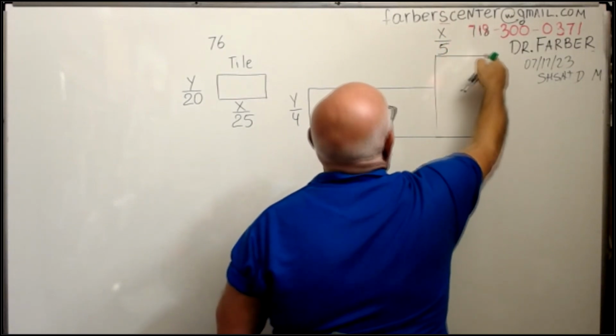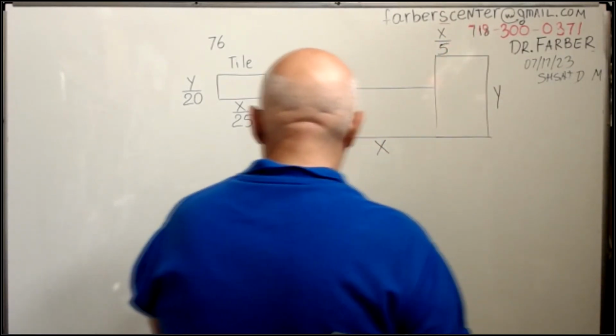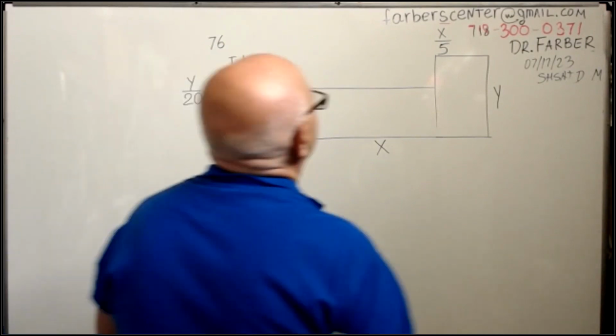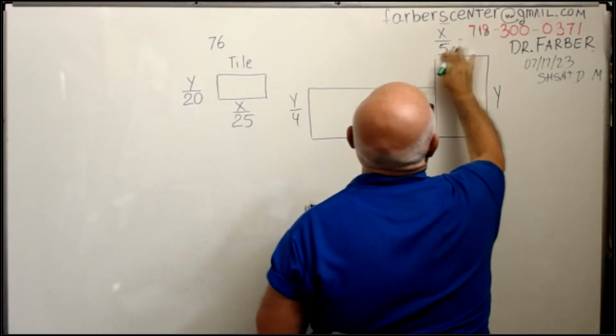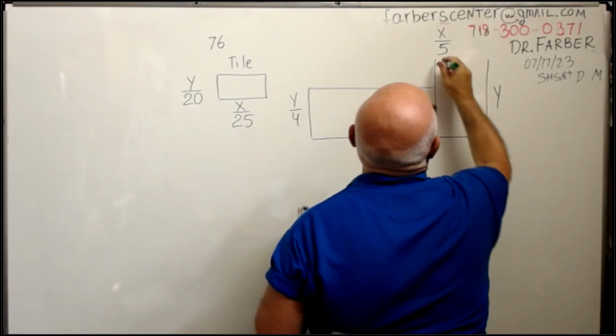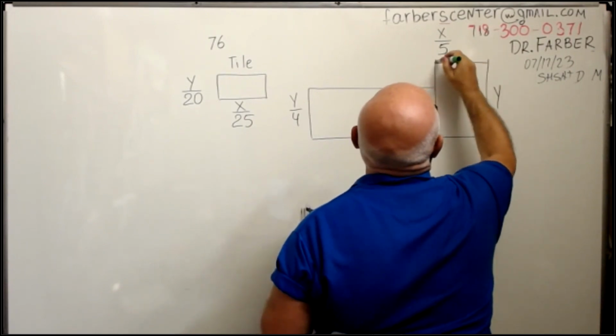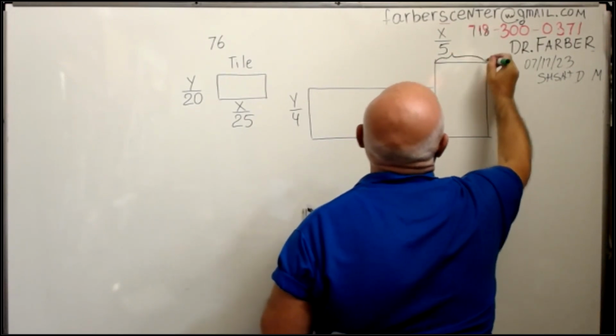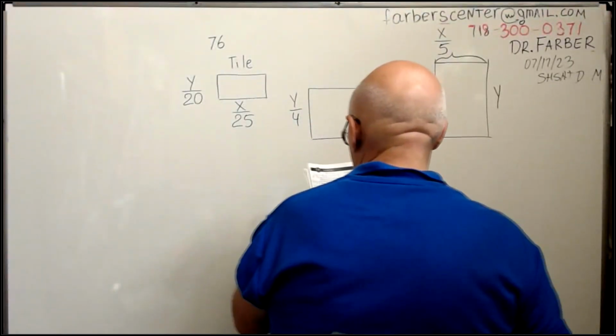And this dimension, x over 5. Okay. Let me make this a little bit smaller. And just show this is x over 5. Did I put everything here?